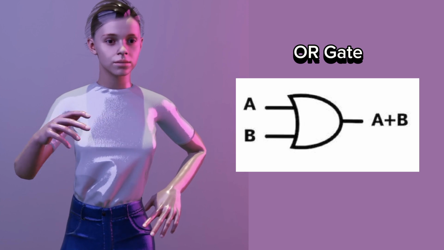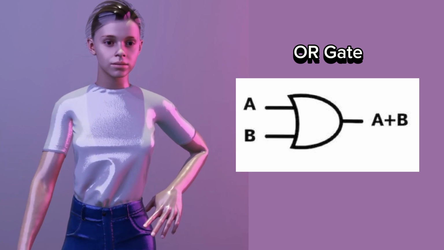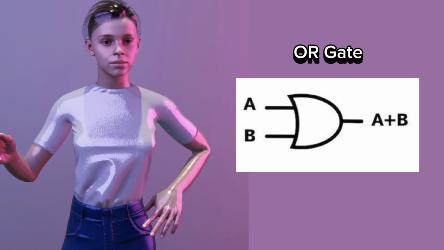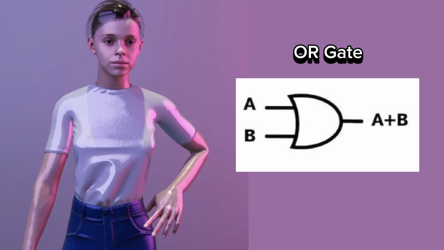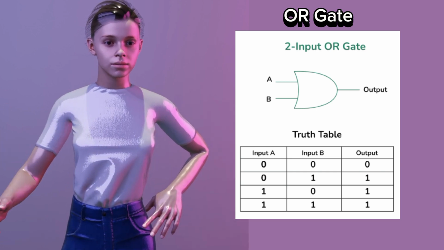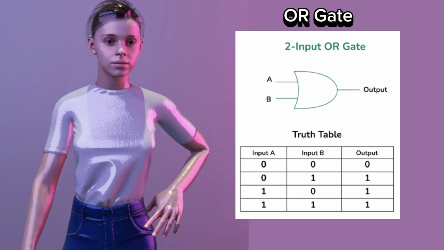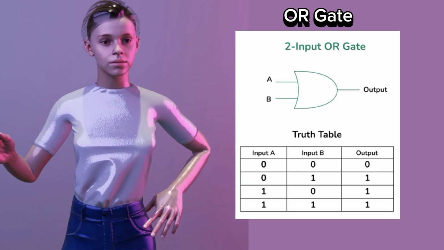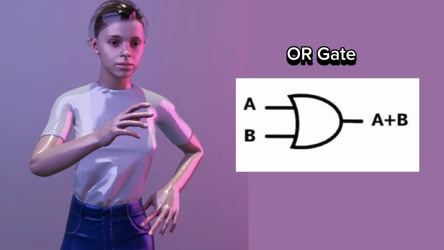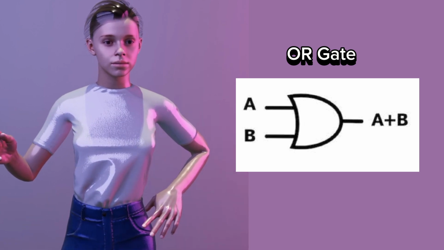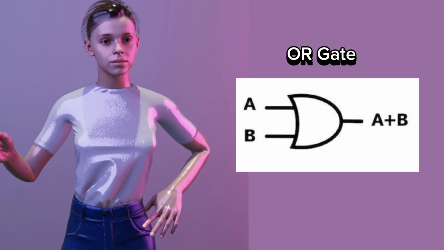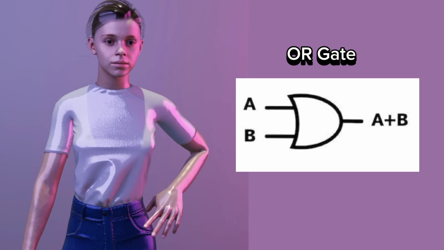3. OR gate function. The OR gate outputs true, 1, if one or more inputs are true, 1. The output is false, 0, only if all inputs are 0. Truth table. Input A: 0011. Input B: 0101. Output A or B: 0111. Symbol. The OR gate is represented as a curved arrow-like shape with 2 or more inputs and 1 output. Application. Used in logic conditions requiring at least one criterion to be met, such as fire alarm systems.